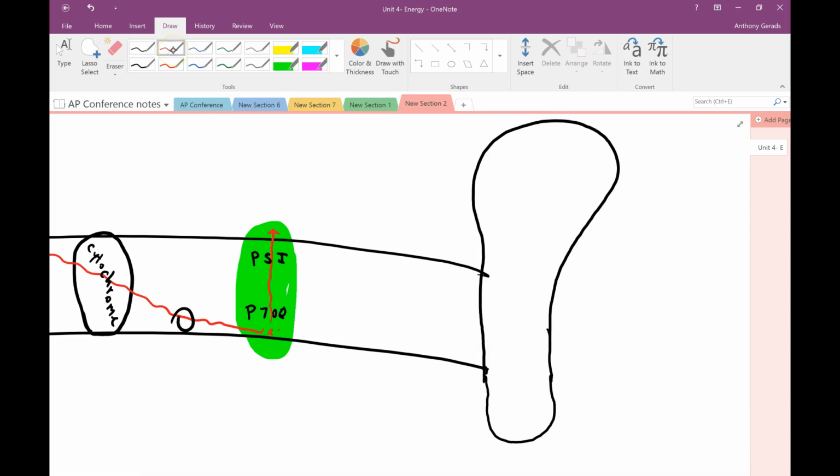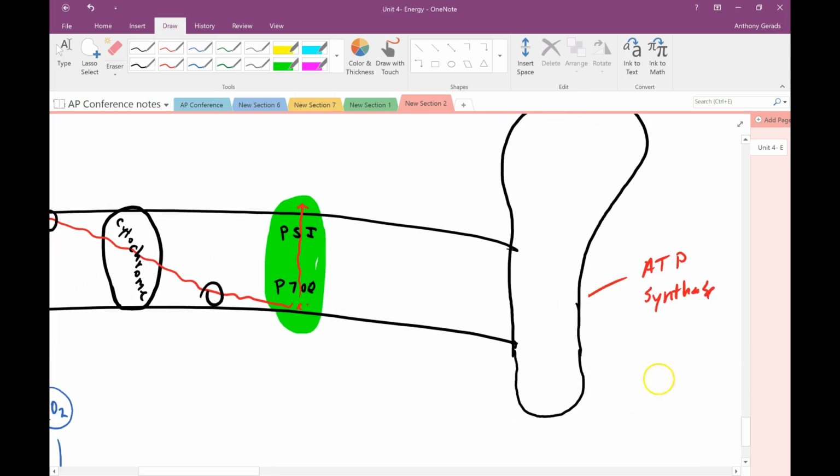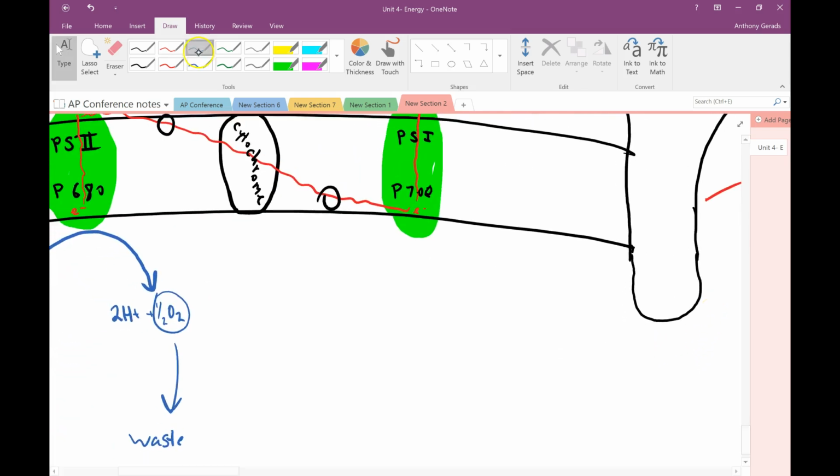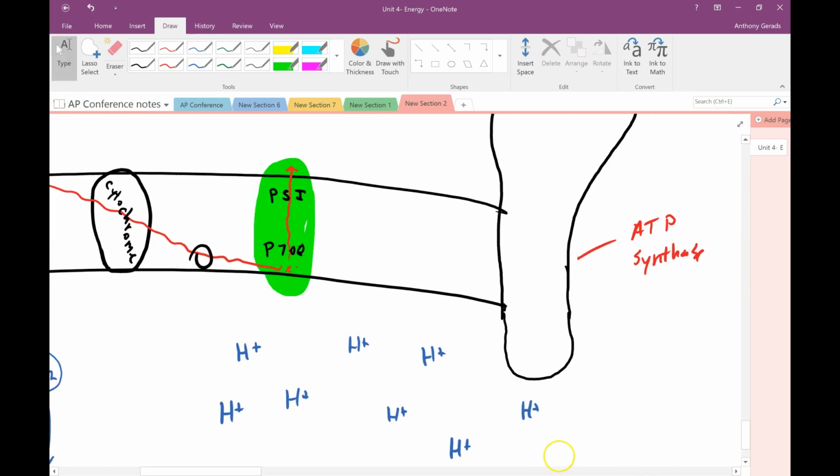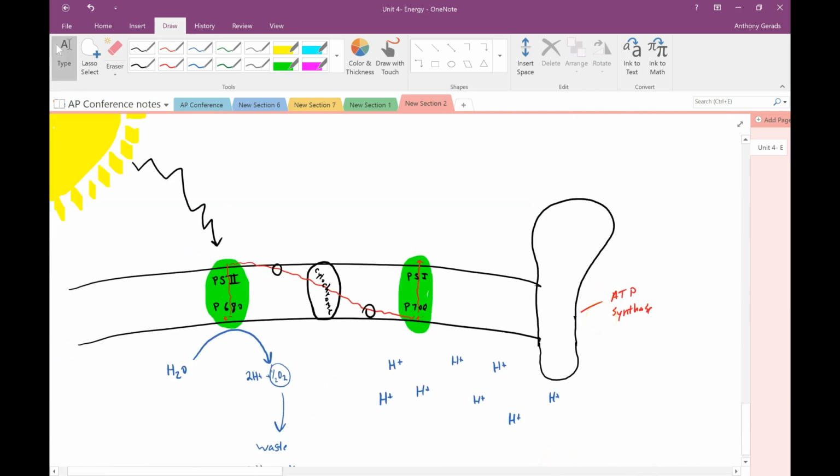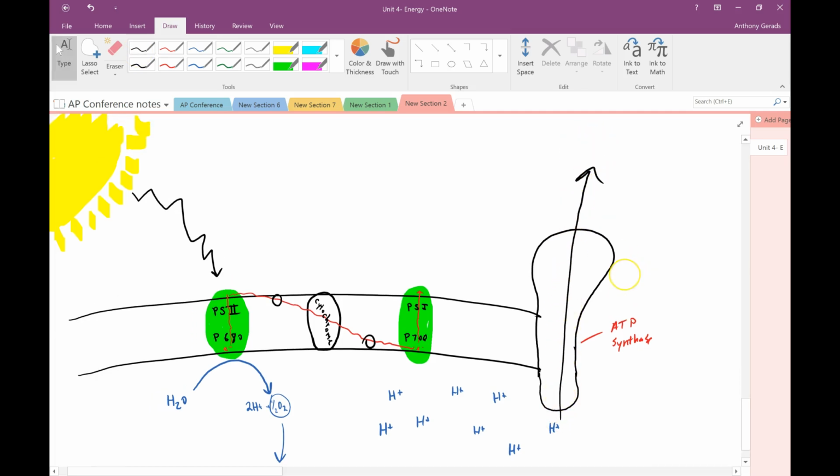Okay. The name of this molecule, ATP synthase. Okay? When I split this, I generated a lot of H pluses. H plus, H plus, H plus, H plus. I generated all these hydrogens right here. Just like earlier, it doesn't like that. And so these H pluses are going to flow through this. And they're going to go right here.